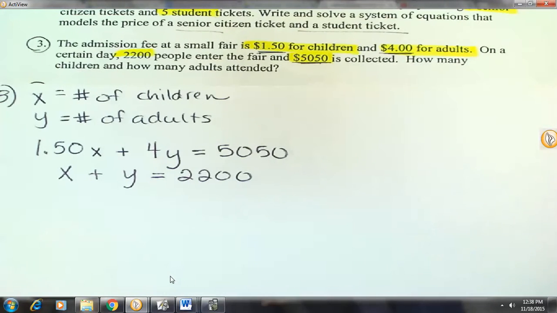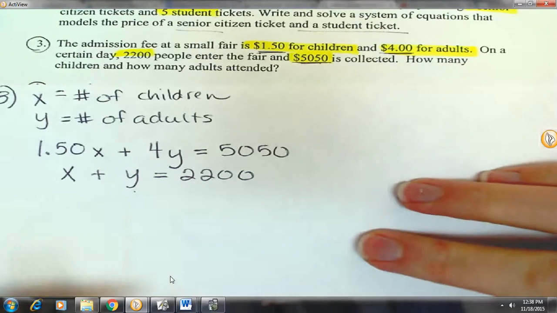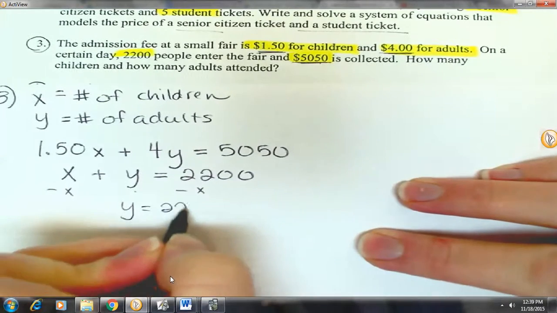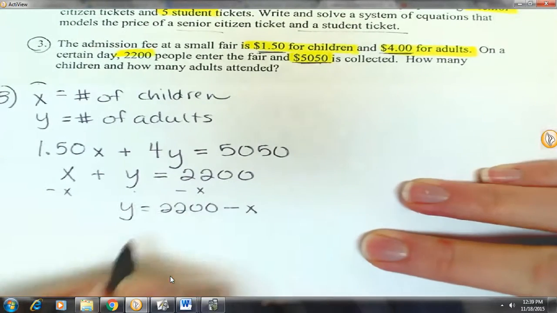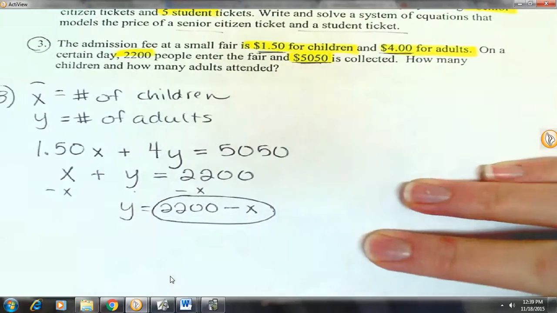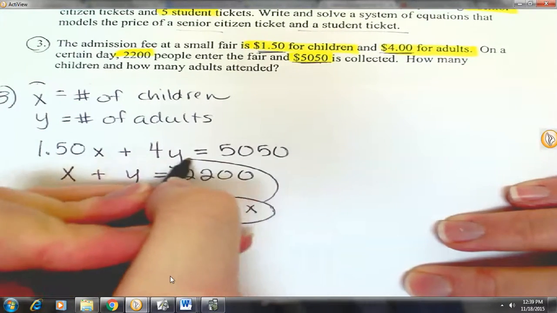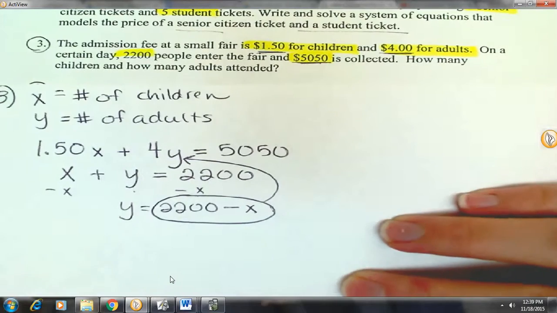Now we have a system of equations that we could solve by graphing, substitution, or using elimination. You get to pick the method. I am going to use substitution for this problem. I'm going to take the second equation and I'm going to solve for y. So then I've solved for y. Now I'm going to take 2,200 minus x and put that into the first equation for y.